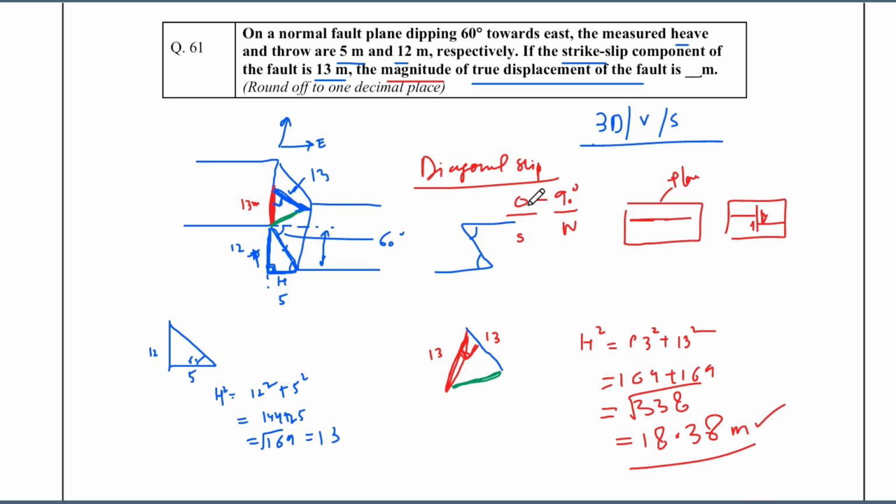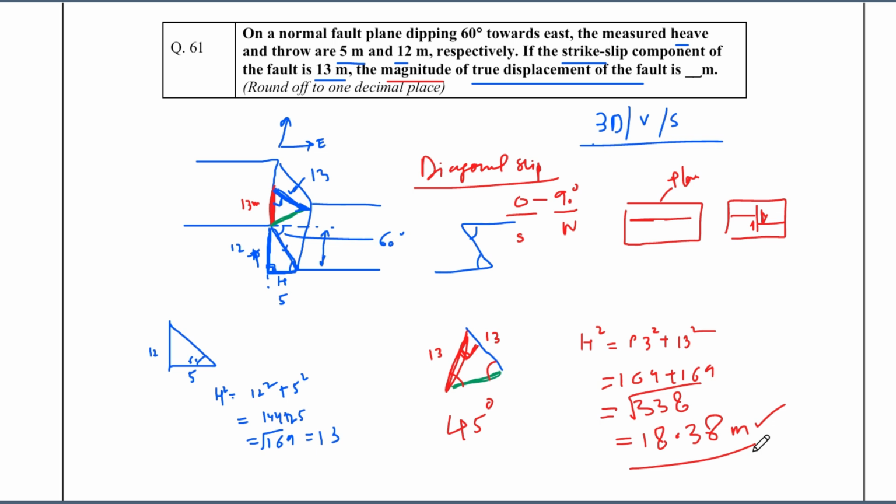Now if they ask additionally to calculate the angle, then if two sides are equal, it means both these angles are 45 degrees. So this question is not that difficult, it is very simple. So in this way we have to approach this question.